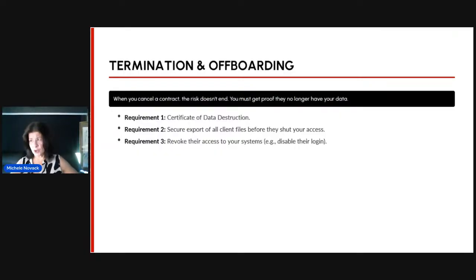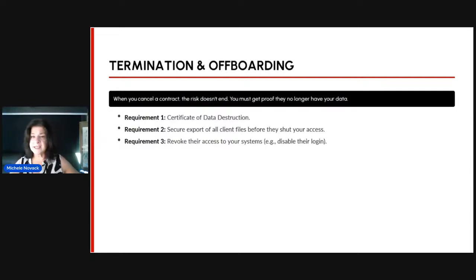And should you terminate or offboard that vendor, when you cancel a software subscription, your risk profile does not drop to zero. I'm just going to tell you that. The hidden threat is ghost data sitting on an abandoned cloud network somewhere.